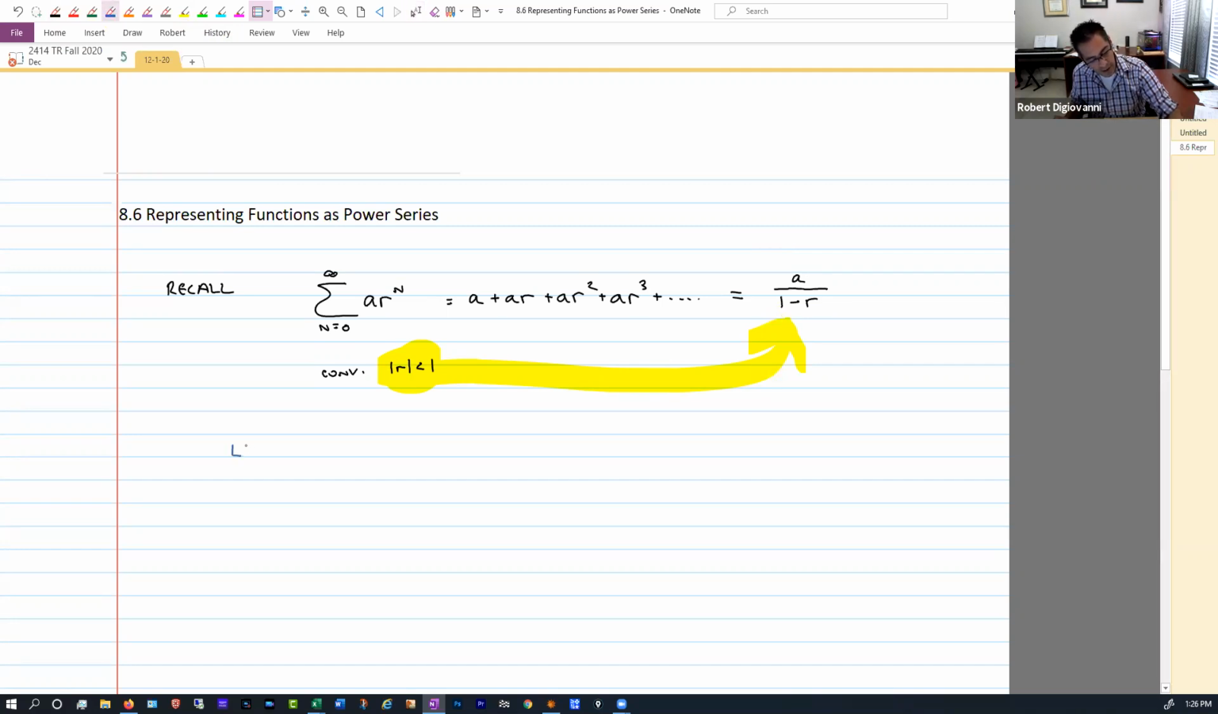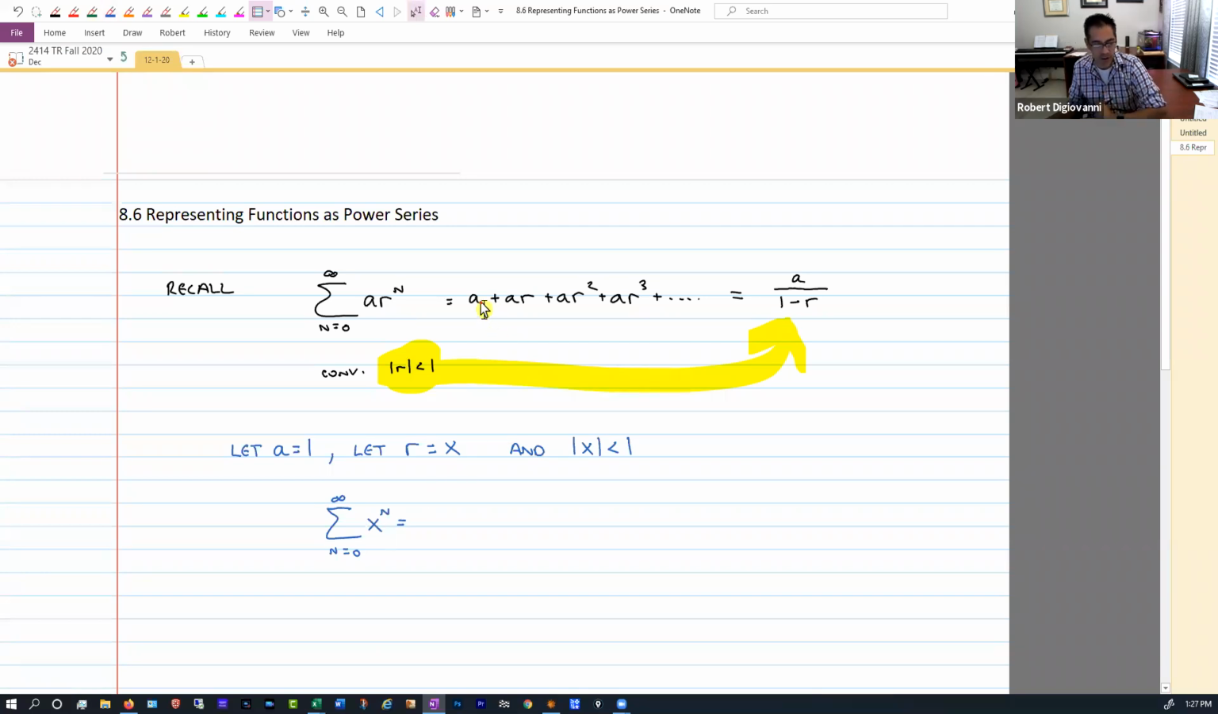Now here's what I'd like for you to do. I'd like for you to let a be 1, and let r be x. And I want to tell you that the absolute value of x is less than 1. Let's see what this thing turns into. So the sum from n equals 0 to infinity. A is 1, so I don't even need to write a anymore. And r is now x, so this is just going to become x to the n.